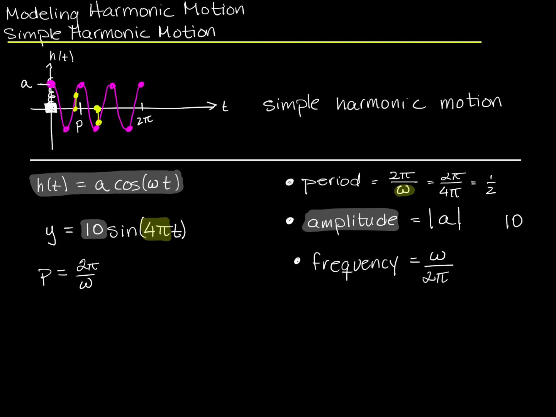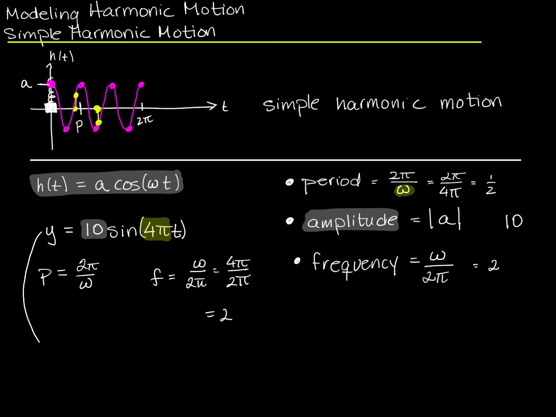To figure out what the frequency is, I just need to do the opposite. Omega over 2 pi. That's going to be 4 pi over 2 pi. That gives me 2. So here I have a frequency of 2. I can complete 2 cycles in 1 second. The period tells me it takes me half a second to complete 1 cycle. 1 cycle in half a second. 1 second gets me 2 cycles. That's the difference between period and frequency.